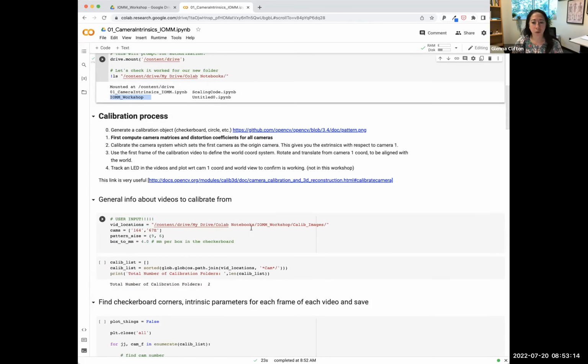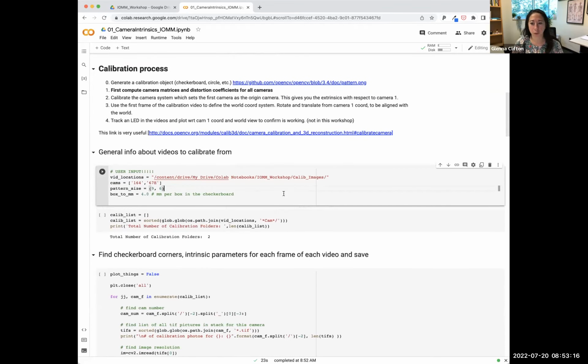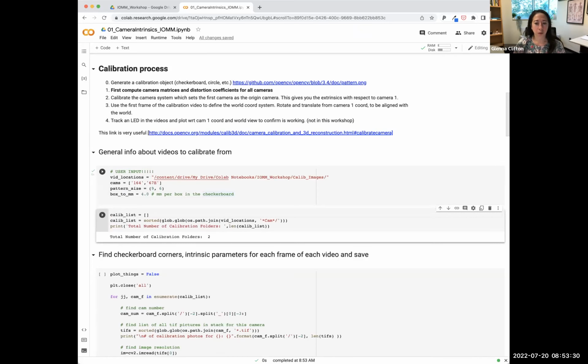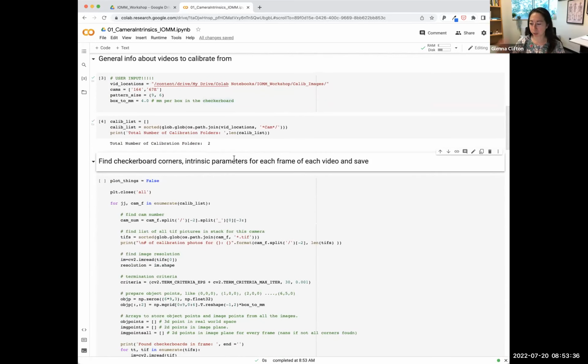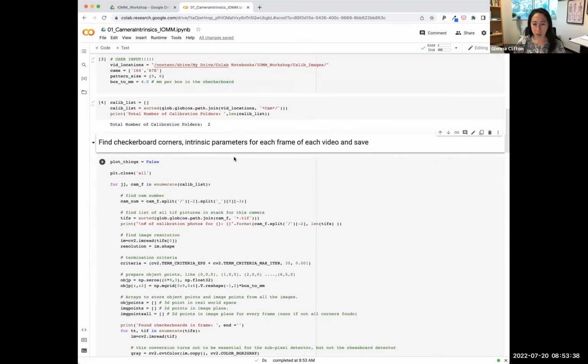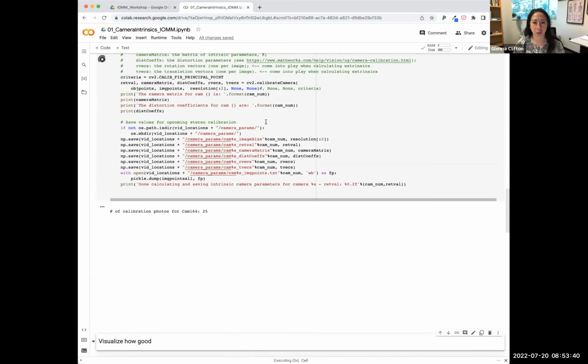So we're going to tell first the notebook where that folder is, as well as some information about the cameras, the pattern size of the checkerboard, as well as the actual size of the physical checkerboard, what the size of the boxes were. And we're going to look for all of the calibration folders within the calibration files there that have all the pictures that were taken. Then we're going to find the checkerboards.